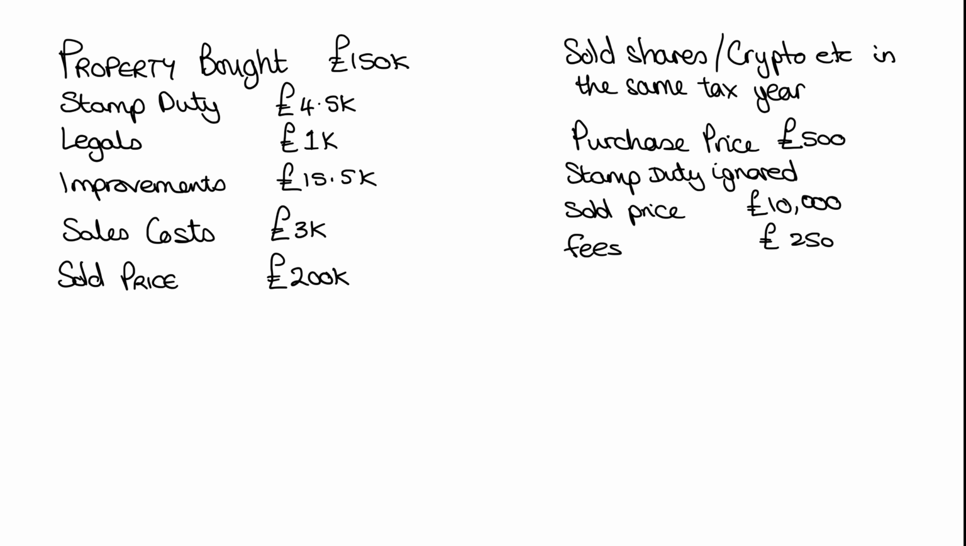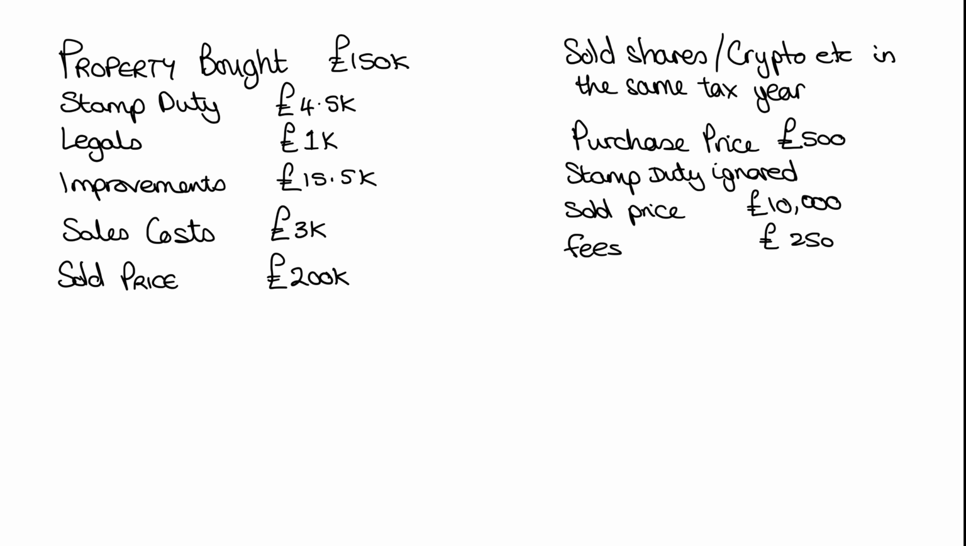Let's jump into our example. Today we're going to look at a property that was bought for $150,000 with some stamp duty costs of $4,500, legal fees of $1,000, and they've had some improvements of $15,500. They've then sold that property for £200,000 and have some sales costs of £3,000. So that's what has happened with our property side of things.